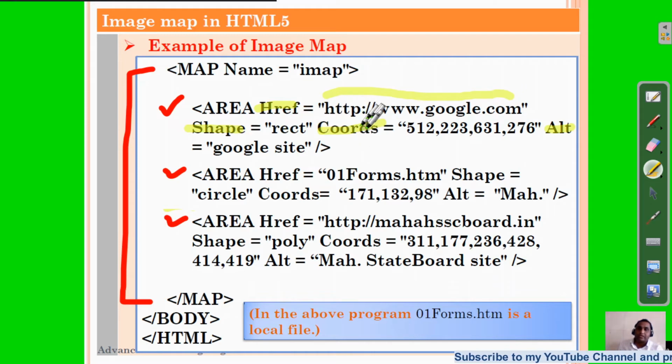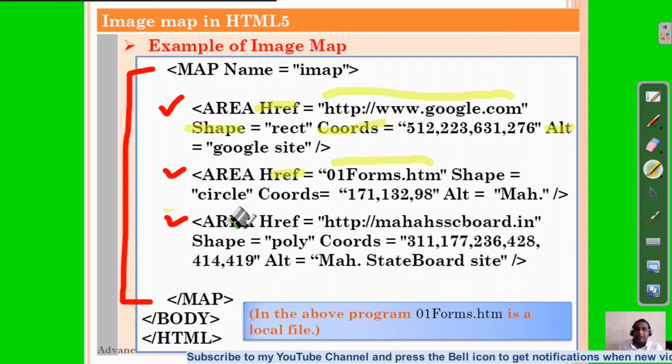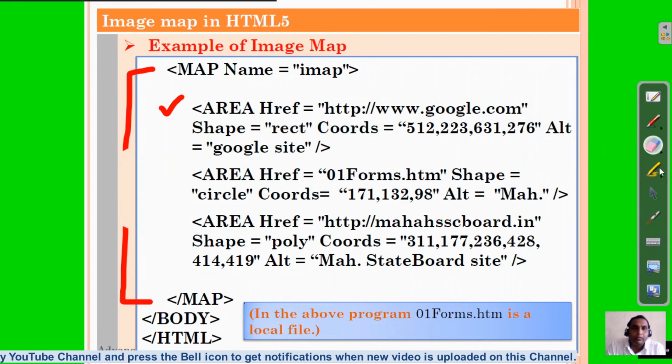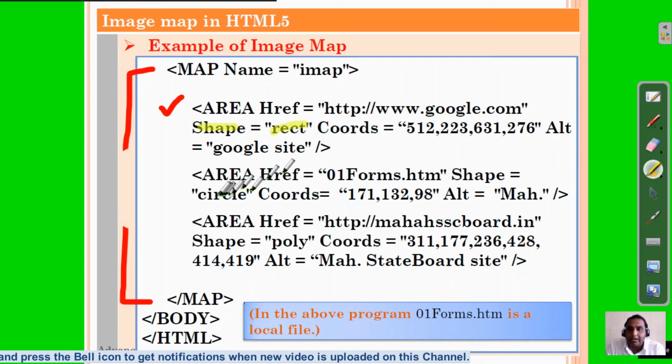When I click on this region, Google should open. When I click on this area, a local web page should open. And when I click on this third area, this web page, hscboard.in, should get opened. Then I have shape. With shape, I give rectangle here. To this shape, I have given circle, and to this shape, I have given poly.